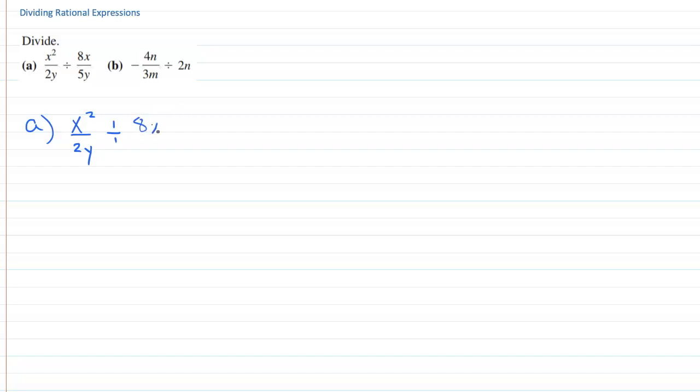So that's going to be x squared over 2y times, so now I'm switching it to a times, and I'm going to take the reciprocal of this because I'm multiplying instead of dividing. So I get 5y over 8x. So now I need to write everything out so I know how to cancel things. And I've got x times 5 times y on the top. And on the bottom I've got 2 times y times 8 times x.